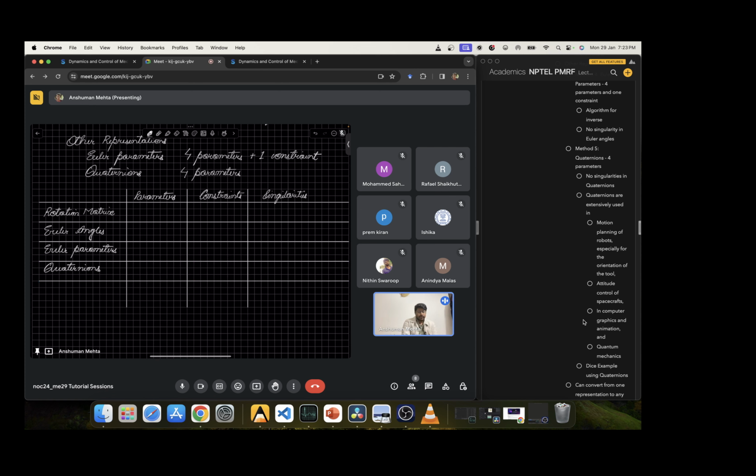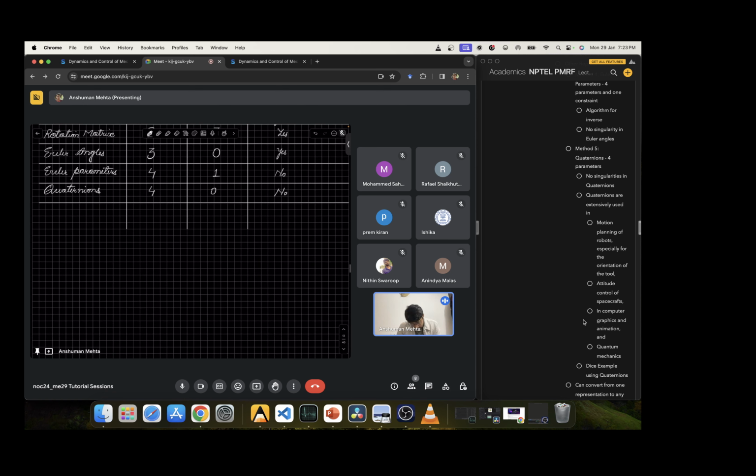The parameters which we have in rotation matrix is 9, constraint is 3, singularity yes. Euler angle we have 3, 0 constraint, still singularity is yes. Then Euler parameter is 4, constraint is 1, no singularities. And quaternion is 4, this is 0, this is no singularities. Now quaternions, application of quaternions in other fields.